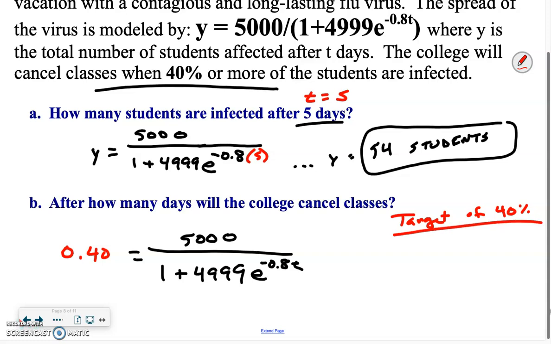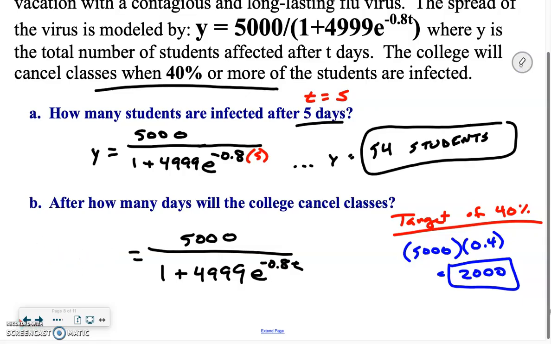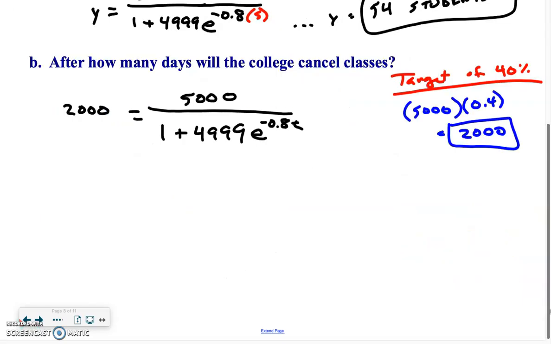Well, what's the total student population? 5,000. And we need to figure out 40% of 5,000. So this is where the 0.4 is going to come in. We're going to have to multiply that by 5,000 to realize that 2,000, that's our target. Does that make sense to everybody? 40% of 5,000, that's the target that we have in mind. So 2,000 is equal to that gigantic mess over on the right side.